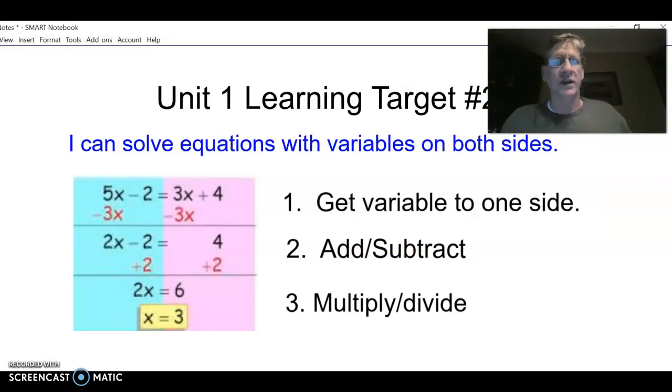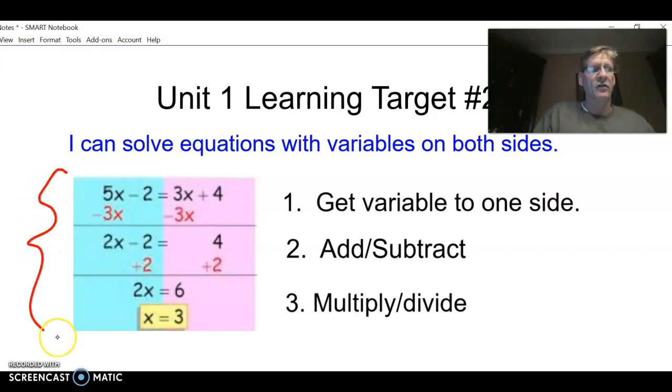Learning target number 2: I can solve equations with variables on both sides. Now, I'm just showing you real quick what your problems are going to look like. You can see it on the left over here. That's a picture of the whole thing. I have the steps over here for you to follow. And remember, you can pause if you need time to write those down.